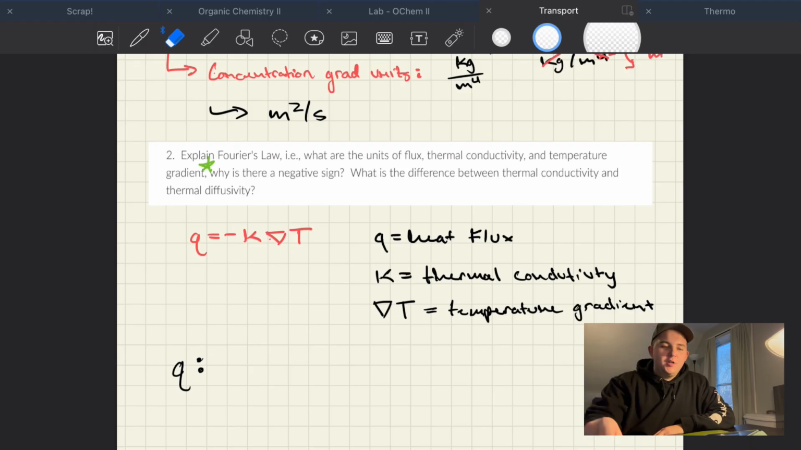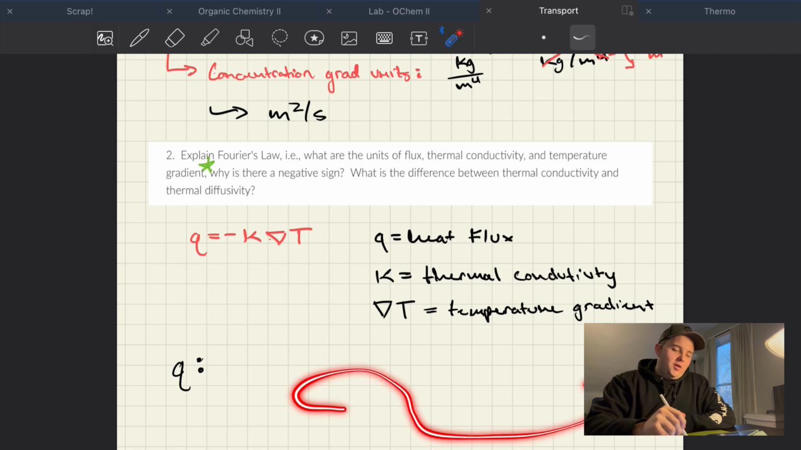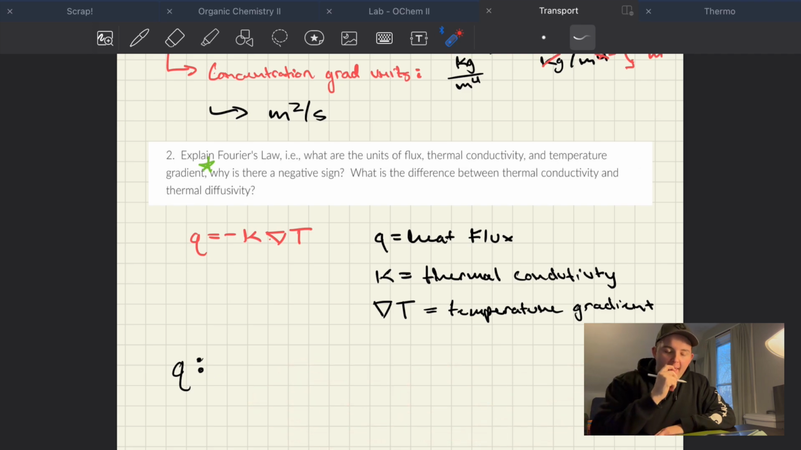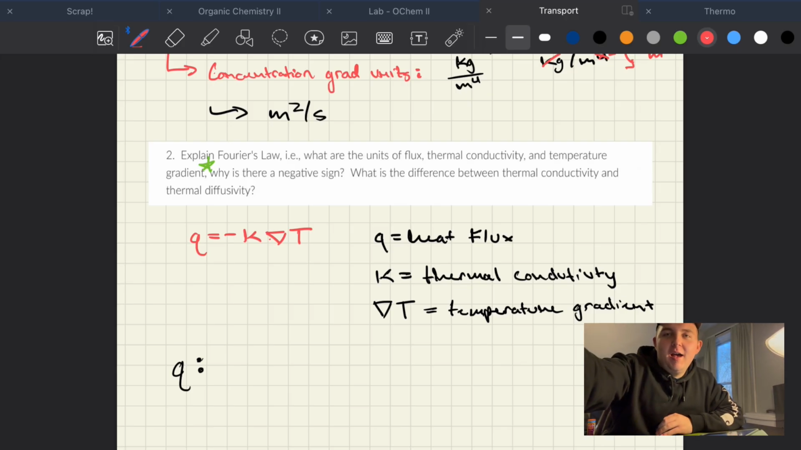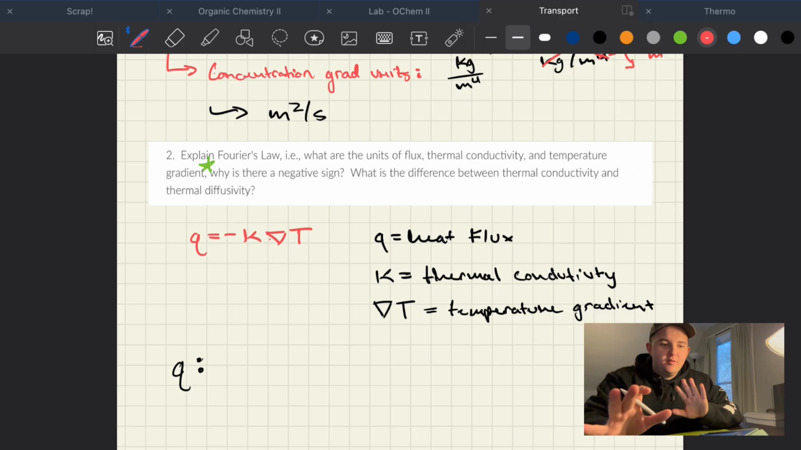Okay, time for the second question. As you might see here, I do already have an outline, and that would be because I recorded for 30 minutes and forgot to screen record. So that would be why a lot of the stuff's already written down. I just don't want to rewrite it. So the second question is explain Fourier's law, i.e. what are the units of flux, thermal conductivity, and temperature gradient, and why is there a negative sign? What is the difference between thermal conductivity and thermal diffusivity?